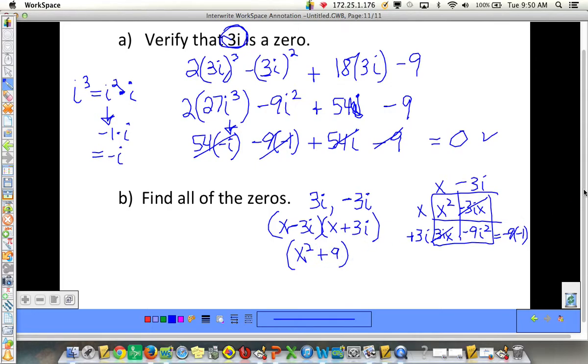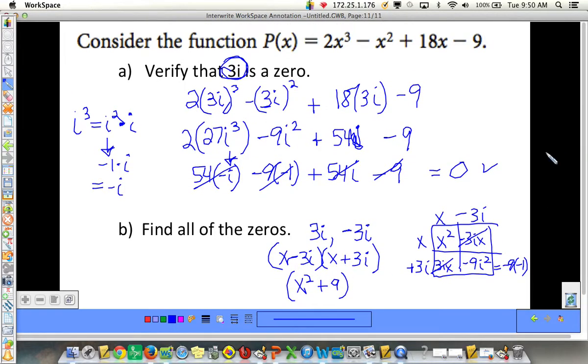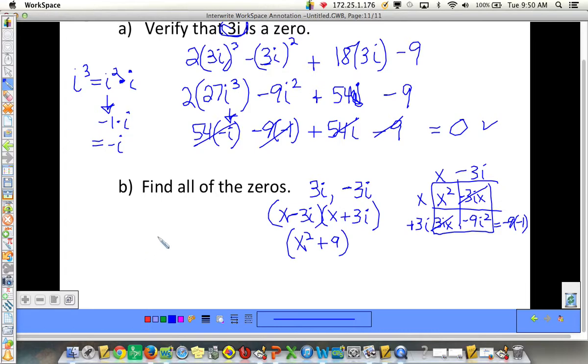So therefore, I could divide with long division my polynomial by x squared plus 9 to see if I can get my remaining factor. So let's do that. We had 2x cubed minus x squared plus 18x minus 9, divided by x squared plus 9. If I divide, x squared times 2x would equal 2x cubed, so I put 2x on the top. And that is 2x cubed. 2x times 9 is 18x.